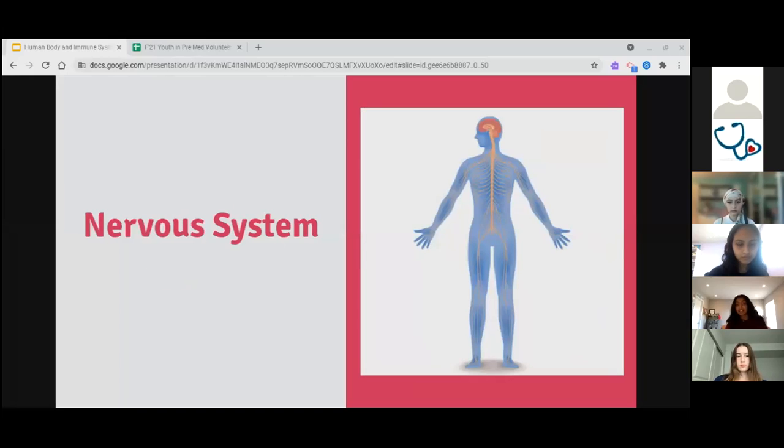The nervous system is the major controlling, regulatory, and communicating system in the body. It is the center of all mental activity, including thought, learning, and memory. Together with the endocrine system, the nervous system is responsible for regulating and maintaining homeostasis. Now let's move on to the endocrine system.